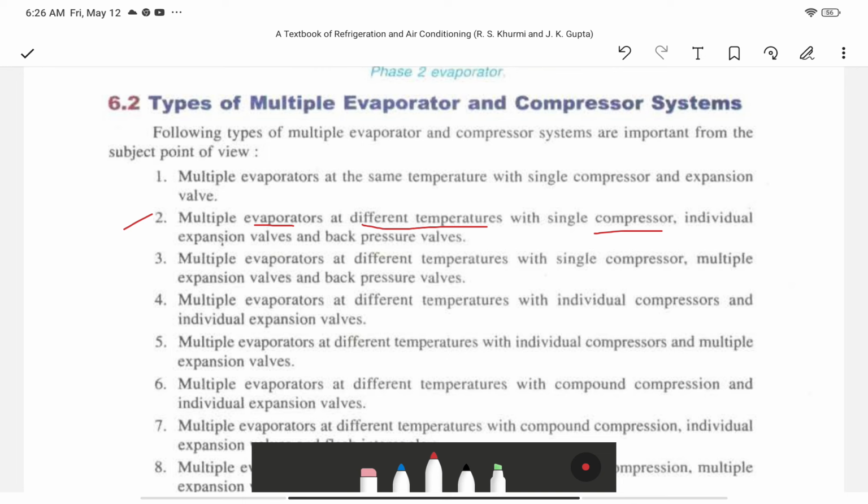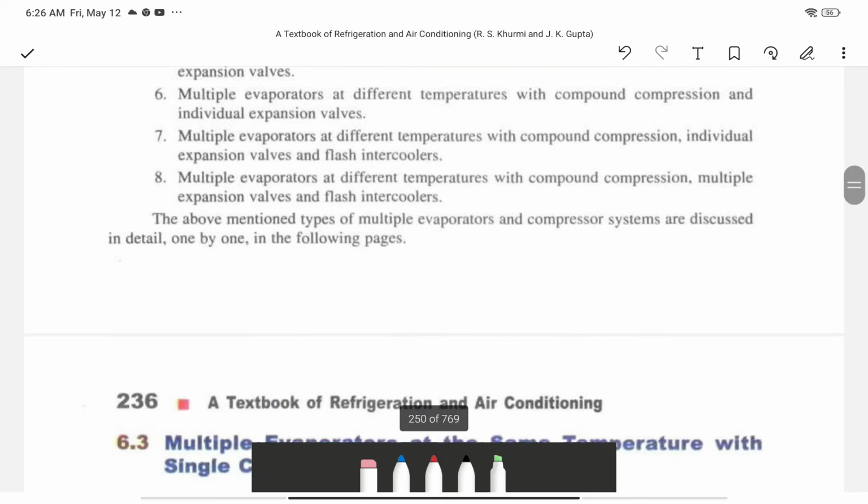In the first topic we had the same temperature but multiple evaporators with a single compressor and expansion valve. Here it is still a single compressor, but with individual expansion valve devices and back pressure valves. We're going to familiarize ourselves with this system. Let's go there.